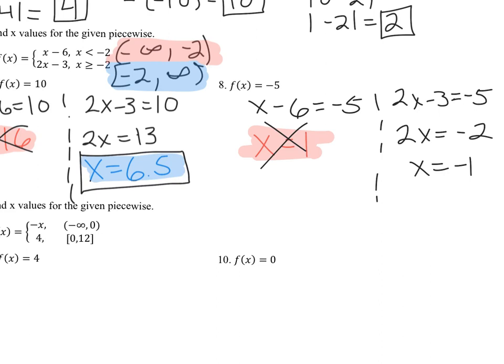Is negative 1 going to be between negative 2 and positive infinity? And the truth is, yes, it will be, right? Negative 1 is between negative 2 and positive infinity. So this is the answer we're looking for right here.